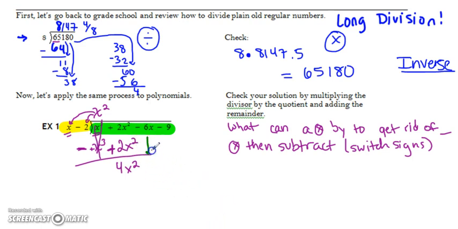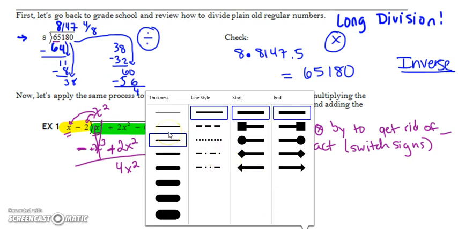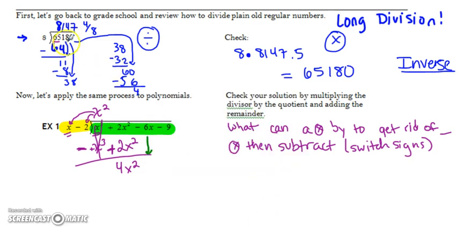Now remember, I'm supposed to carry down the next term, just like I carry down the next number up here. So this is going to be negative 6x. So now I'm asking myself, what can I multiply by to get rid of 4x squared? Well, that's x, so I'm definitely going to need a 4, and I only have an exponent of 1 here, so 4x times x is 4x squared. And then remember, as a byproduct, 4x times negative 2 would be negative 8x, okay?